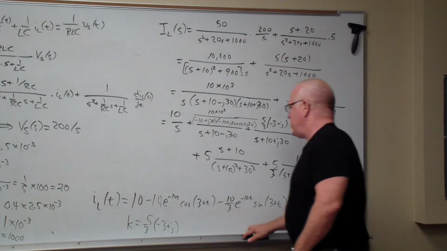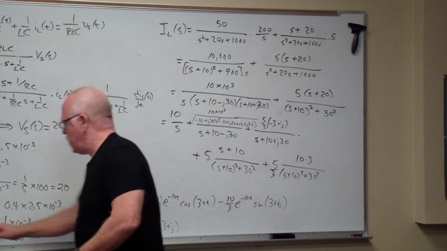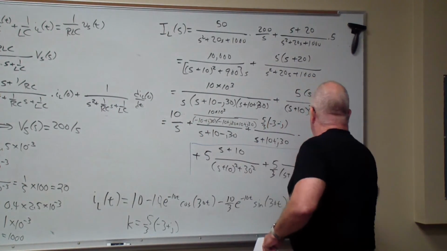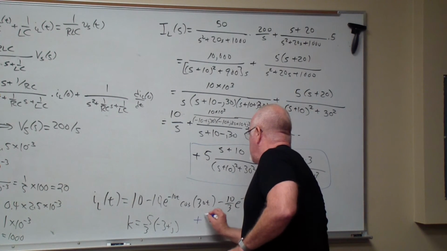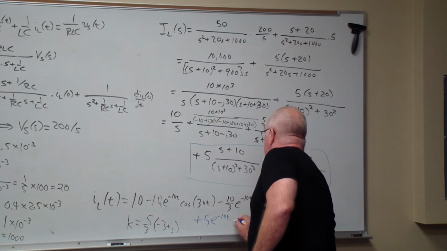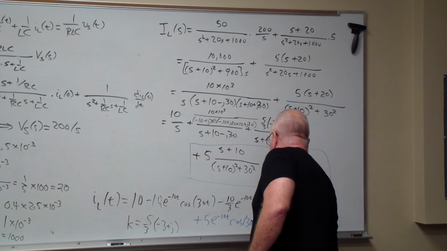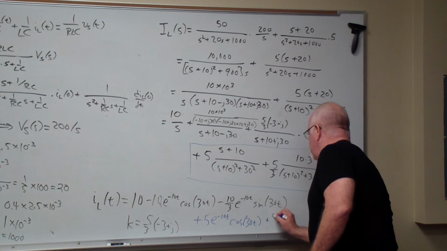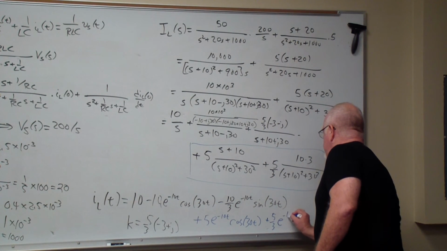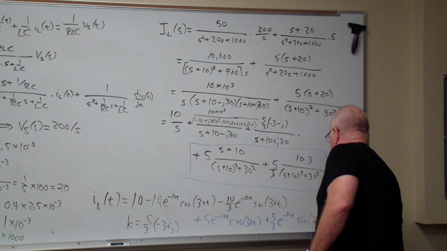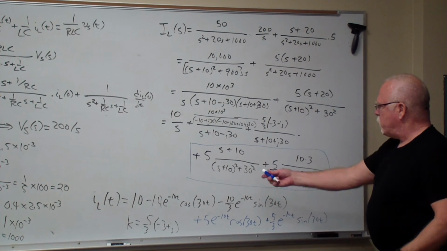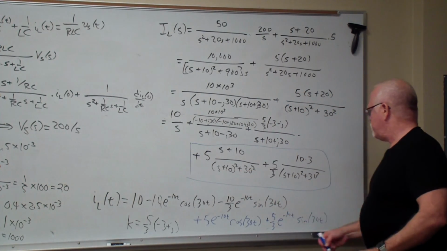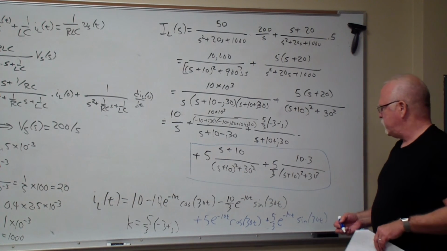And so we can say that the first term from this part of the expression is 5 e to the minus 10t cos 30t. And the sine term from the second part of the expression is plus 5/3 e to the minus 10t sine 30t. And then you can combine the weights here. If you want to combine the 5 there, we get a minus 5 and the minus 10/3 and the plus 5/3, so we get a minus 5/3 to get the total answer.